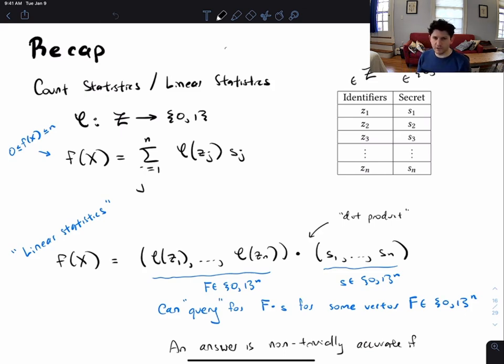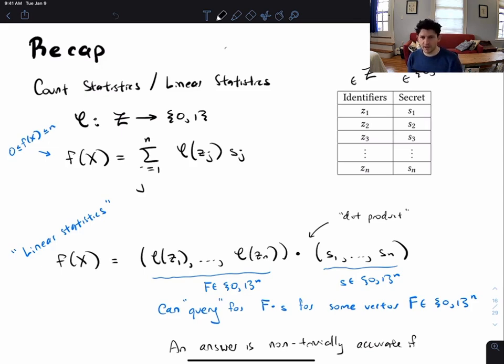And we looked at something called count statistics or linear statistics, sometimes called statistical queries. A query of this form is defined by some function phi that maps an identifier to a true-false value. And the value of the query is the sum over all of the records in the data set of phi applied to the identifiers times the secret bit. So another way you can think of this query is that phi selects a subset of the records based on the public identifiers and asks for the number of people in that subset who have their secret bit set to 1.